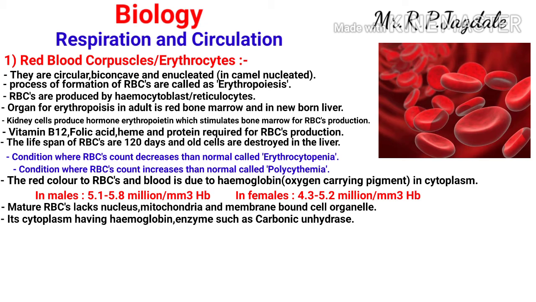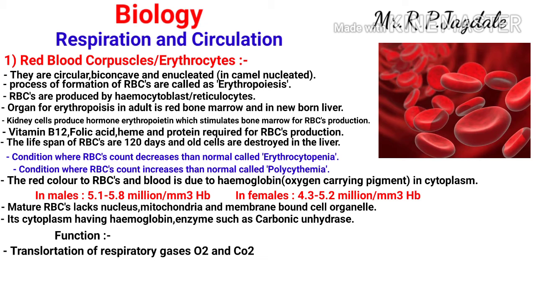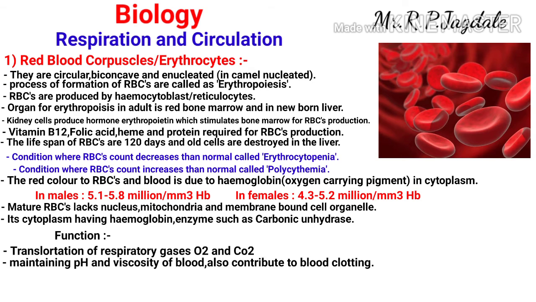Now, function of RBC. What is the function of RBCs? The most important function of RBC is the transportation of the respiratory gases like O2 and CO2. We have seen in the respiration that HB is present in RBC. So the function of RBC is mostly transportation of oxygen and carbon dioxide, that is respiratory gases. It also maintains the pH of the blood and the viscosity of the blood.